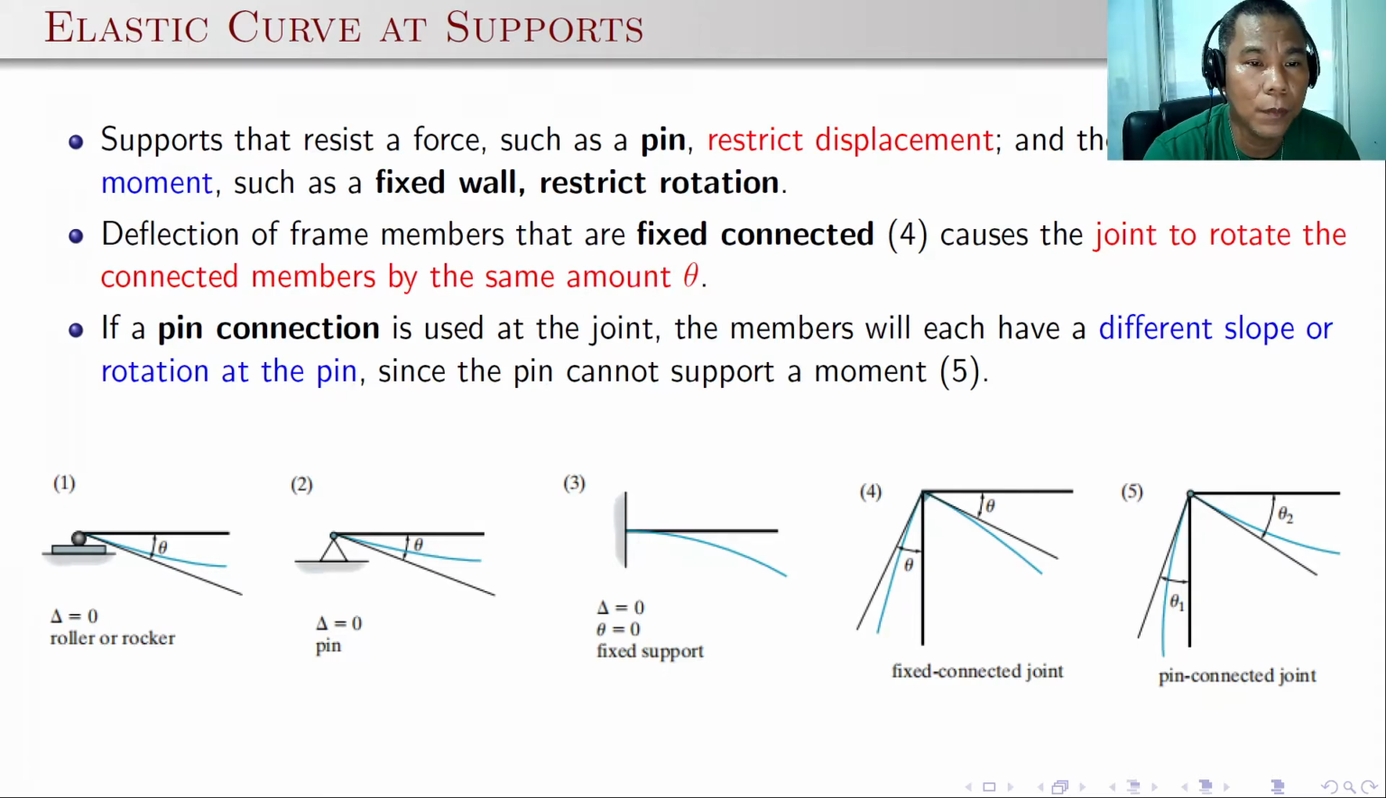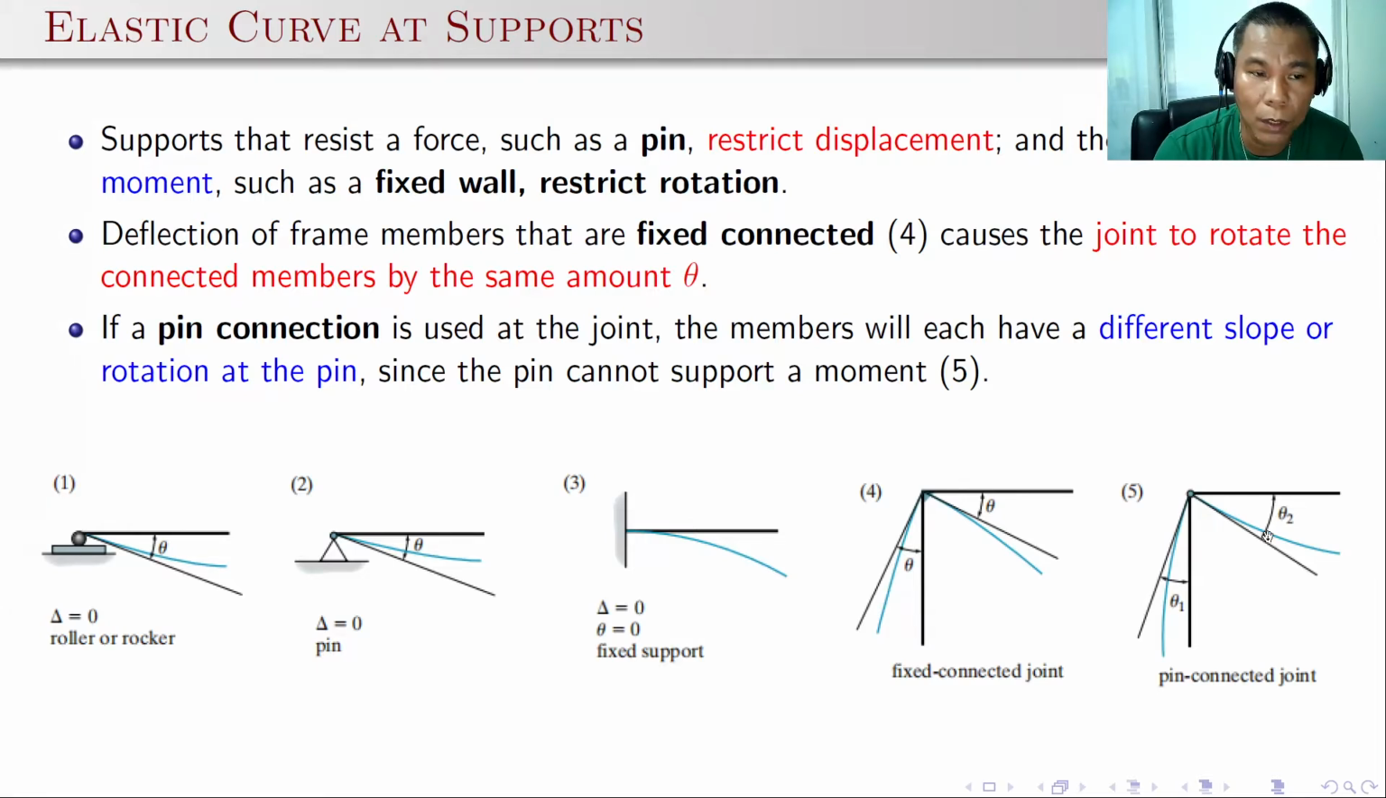The deflection of frame members that are fixed connected causes the joint to rotate the connected members by the same amount theta. As this joint is considered a rigid connection, whatever the original angle between them is will stay. If it is 90 degrees and the joint rotates, then the angle here will be the same as the angle on the other side. In a pin connection, of course, the members will have different slopes here. We have theta 1 and theta 2.